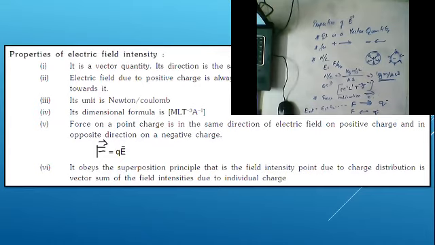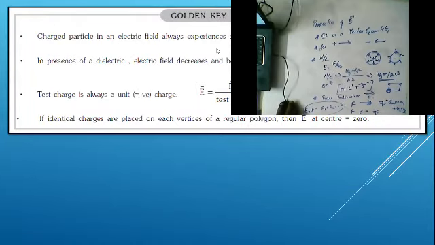So if there are, for example, 4 charges in the surroundings, here one, here one, here one, what is the net electric field? So E net is equal to E1 plus E2 plus E3. That's all. Like previously, here we are also following the principle of superposition. Next, the golden key points you should keep in mind.